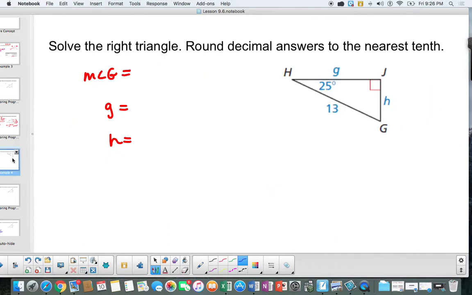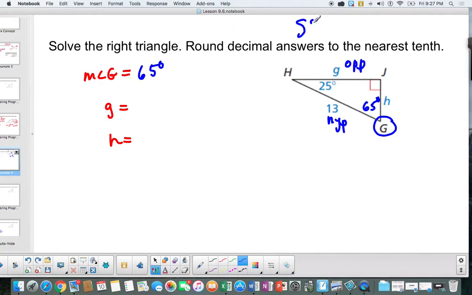Okay, I want to solve the right triangle, which means I have to find the missing angle and the two missing sides. So I'm going to find the missing angle first. That's just subtracting from 90. So this is going to be 65 degrees, because those are complementary. And now that I have that, this is 65 degrees, I have a hypotenuse, so I can find either g or little h. So I think I'll work with angle G, because angle G works with side G here. So this is an opposite, and this is a hypotenuse.